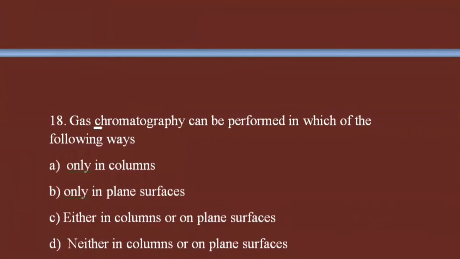Our 18th question is, gas chromatography can be performed in which of the following ways? Only in columns, only in plane surfaces, either in columns or on plane surfaces, neither in columns nor on plane surfaces. A option is correct, that is gas chromatography can be performed only in columns.